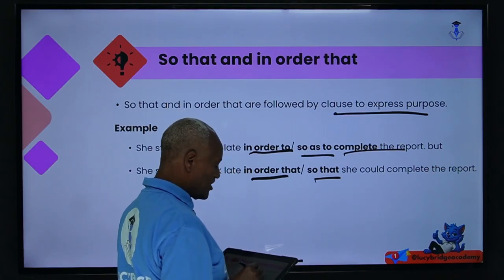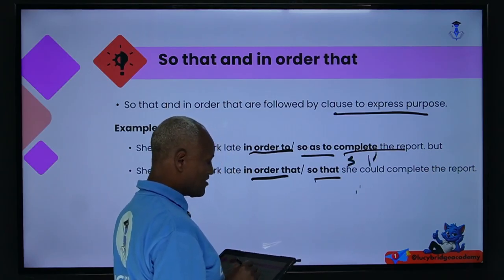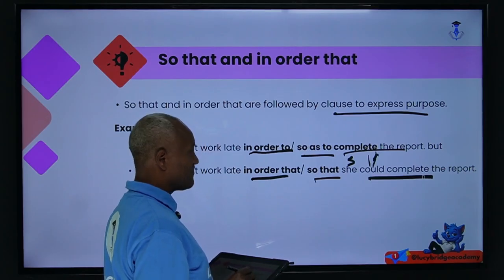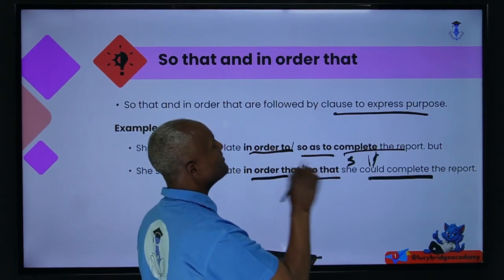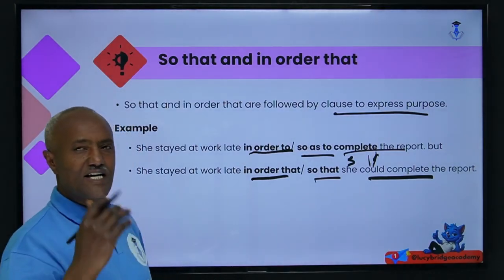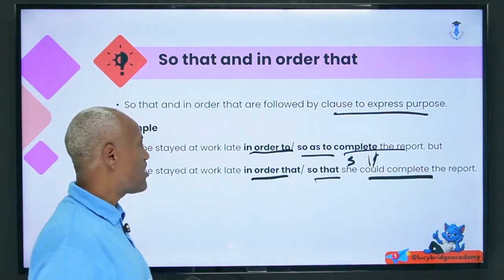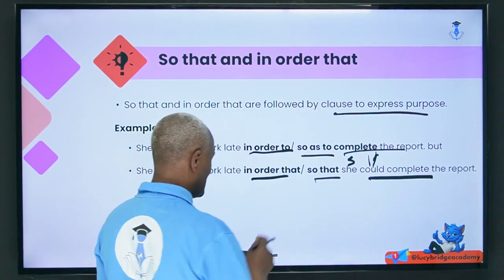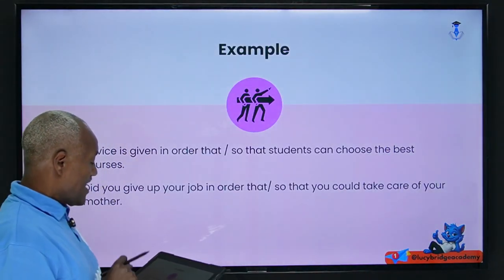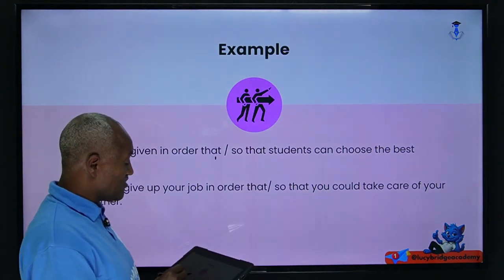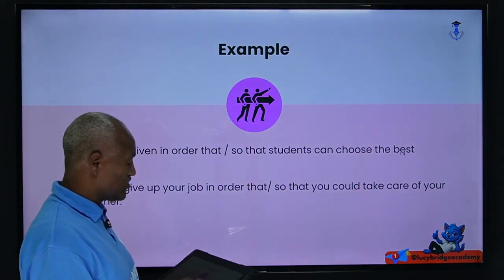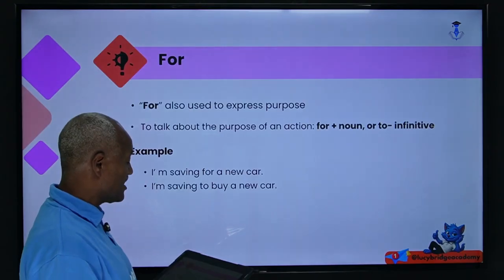That means she is the subject and "could complete" is the verb. The minimum to make a clause, as I told you, is that there must be a subject plus a verb. That is enough to make a clause. So that's why here we use "so that" and "in order that." Again, advice is given in order that, so that students can choose. This is an additional example. You can read it for yourself.